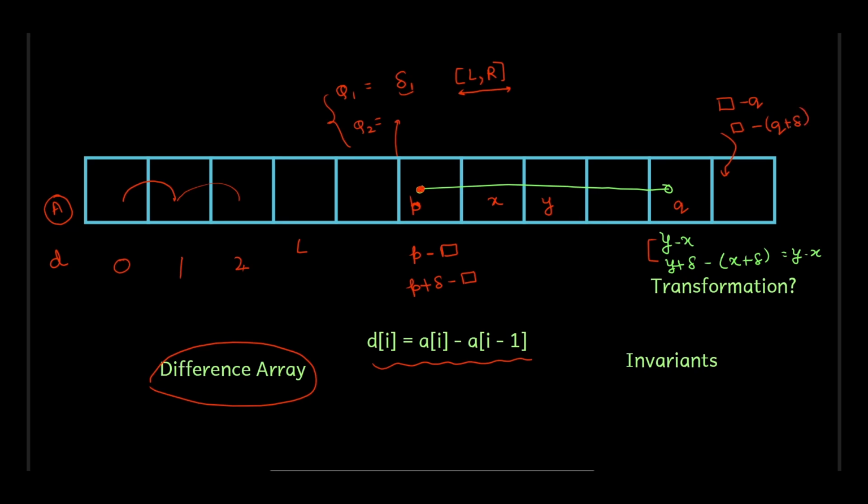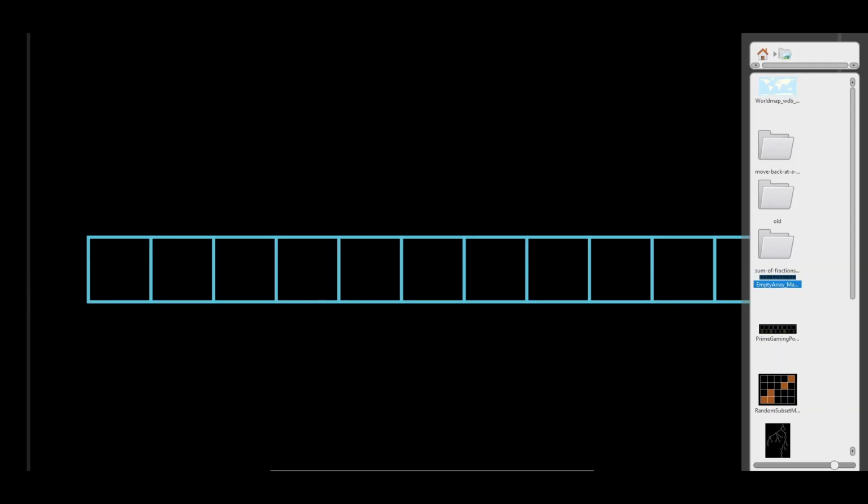So you can see that adding a certain delta to a range is equivalent to adding a delta over here and then subtracting that delta over here. And this is how we were able to solve the subarray updates via the difference array. So can we use that same trick in this problem?